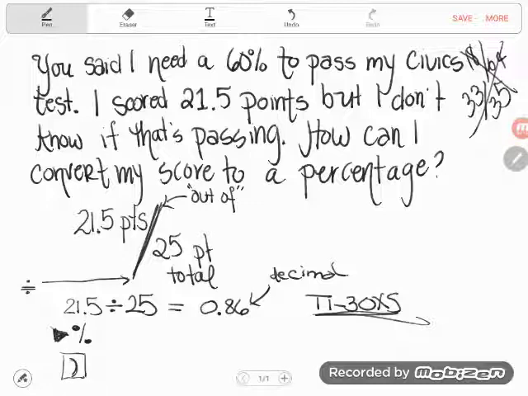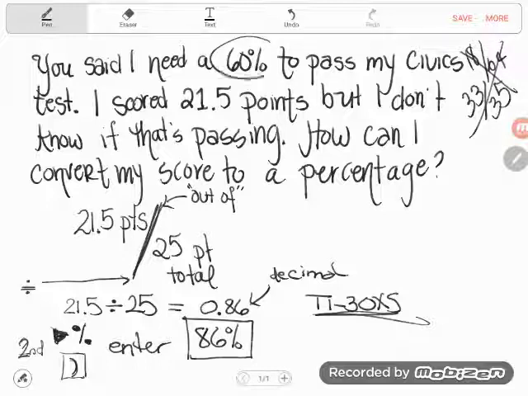Anytime you want something in green on your TI-30XS calculator, you need to hit the second button first. So I'm going to hit second and then convert to a percent, and then I'll hit enter. And I will see that this student scored an 86%. So let's go back to her question. Is she passing? Well, she needed a 60% to pass. She got an 86%. My dear, you are ready to take your civics test.